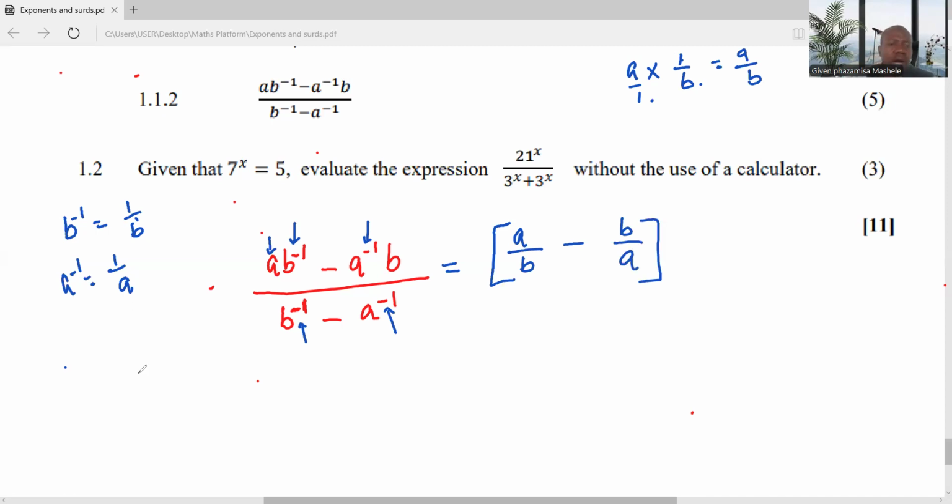The first one. Why? Because look, we have a to the exponent minus 1 multiplied by b. It means the b will not change. What will change? This one will be 1 over a, but still there is multiplication by b. So it's over 1. So you see that 1 times b is just b, and 1 times a is just a. So we do the same this side. This guy here will be 1 over b, and there, this will be 1 over a.